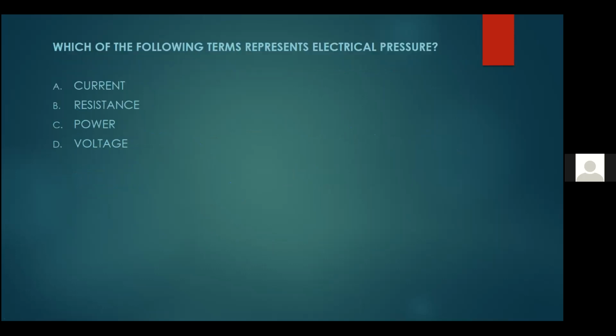Ooh, I like this one. Think about this one too. Electrical pressure. Think about that one. What do you think? I see some different answers there. Let's go through that.